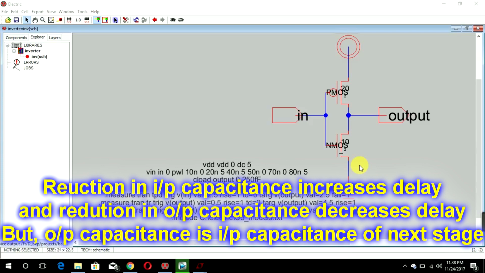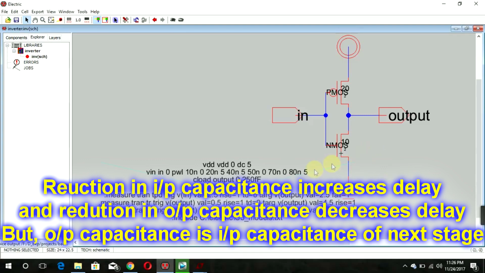So if you decrease the COX, your current is going to decrease, and if you have less current flowing through your circuit, of course it will take more time for the output capacitance of the next stage inverter to rise to VDD. So there is a trade-off here. You can't increase the capacitance, you can't decrease the capacitance. It has to be somewhere in between. VLSI is actually full of trade-offs, so you have to balance it.